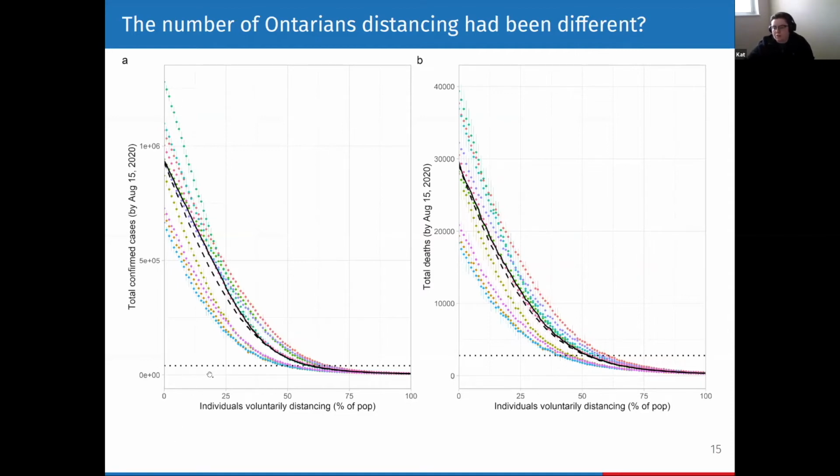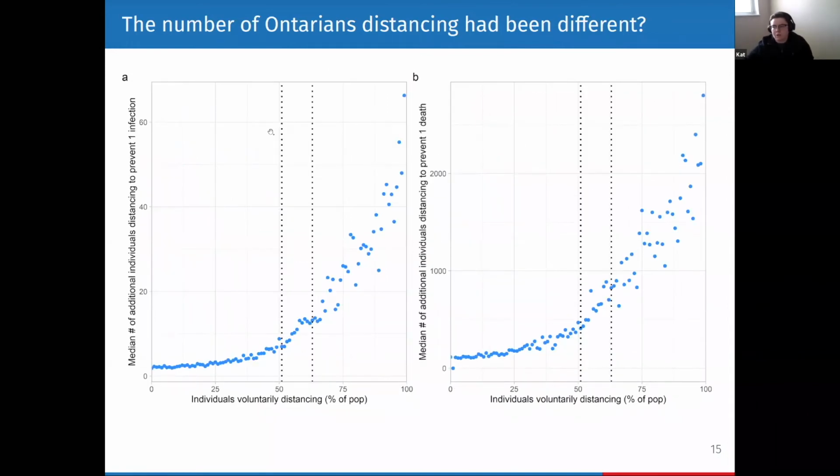These dotted lines that we're seeing move across horizontally here are the actual provincial totals, and where they intersect with these dashed and solid lines, which are mean and median values across all of our simulations, gives us an estimate of what percentage of people were distancing during this March to August period. You can see it's roughly 60% based on cases and roughly 50% based on deaths. So we'll use that range as our estimate for roughly how many people we think were distancing, given the set of assumptions we've made about how that works.